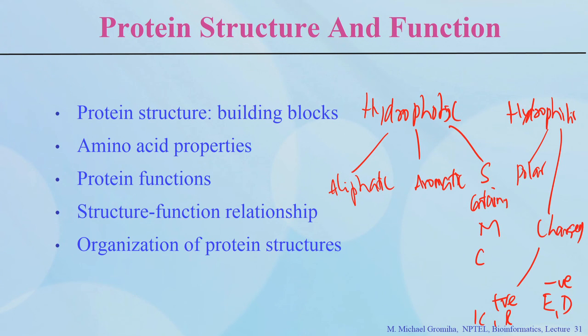Then we want to understand the structure-function relationship, right. The function depends mainly on the structure, so it is necessary to understand the structures. What are the different types of protein structures? Primary, secondary, tertiary, and quaternary.